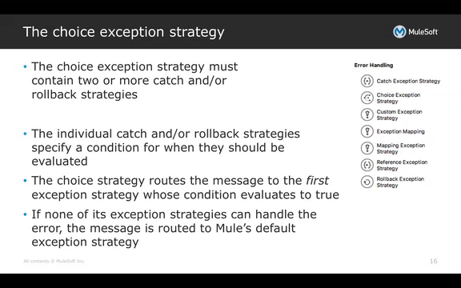The choice strategy routes the message to the first exception strategy whose condition evaluates as true. And if none of the exception strategies are chosen, it can handle the error, but that message is going to be routed to Mule's default exception strategy.